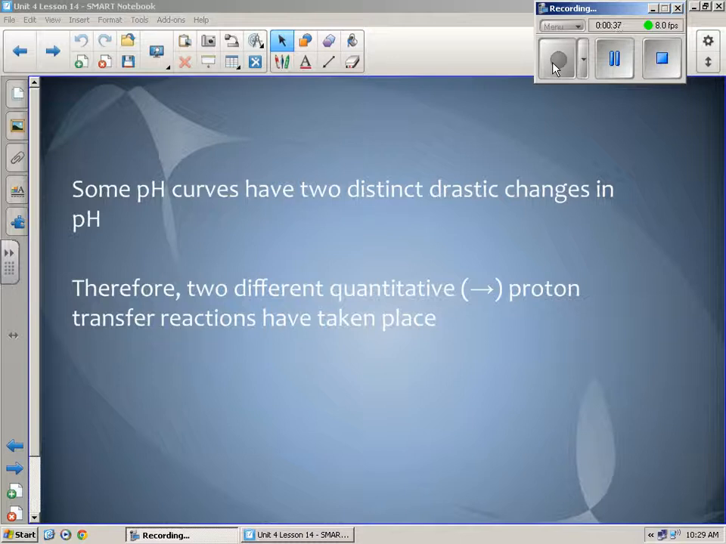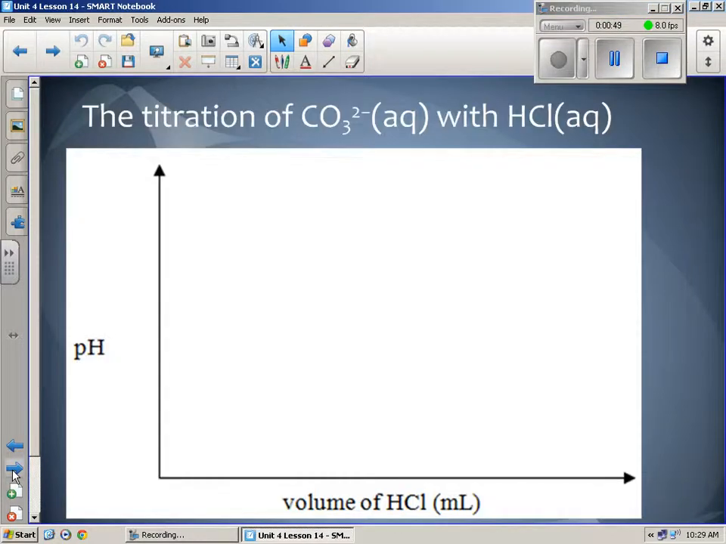Therefore, there are two different quantitative proton transfers. In other words, there are two times where this H plus is completely changed into something new. It's completely donated to change into new substances as we go through this.